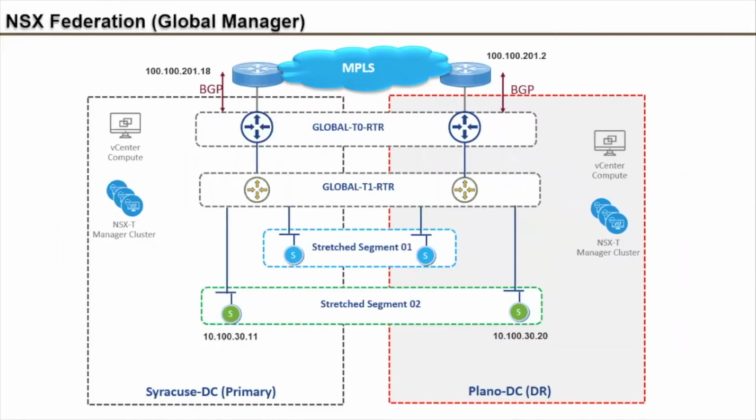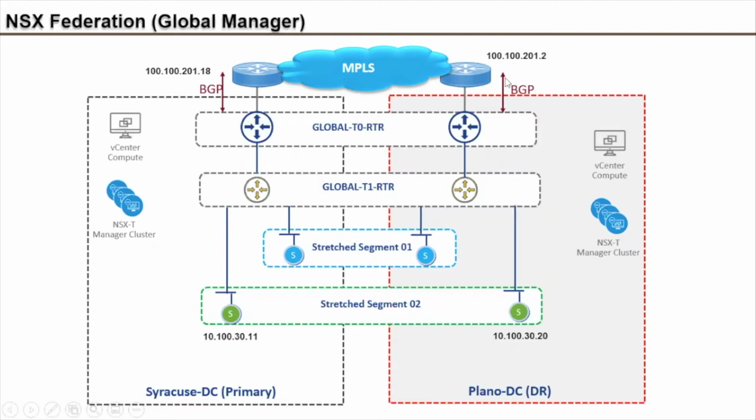For the lab, for the global manager, we have Syracuse data center as primary, Plano secondary. We created one stretched segment, that is a global segment. We have 2 segments, but I'll be testing the server on one of the segments only. Created a global tier 1. The global manager is at the Plano data center, so from there we are managing both the data centers. And we have a global tier 0 for the communication to the physical world.